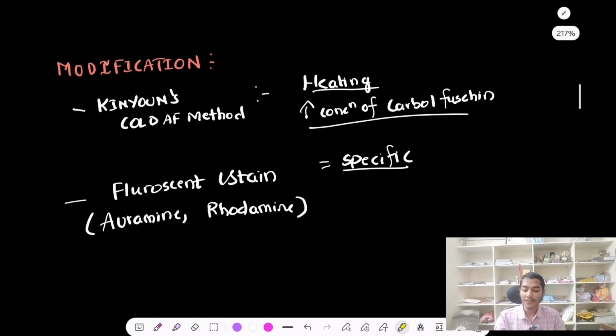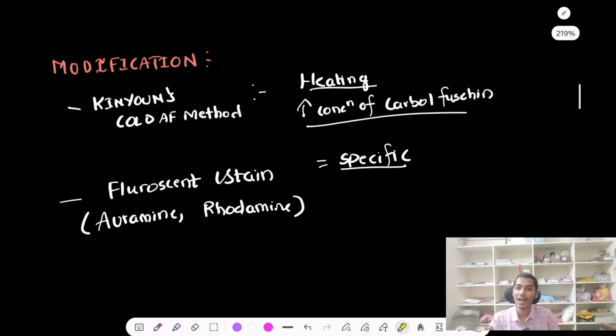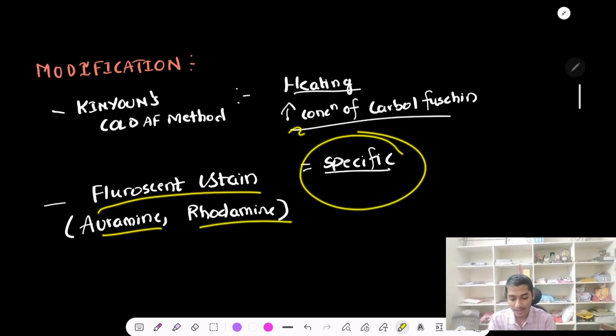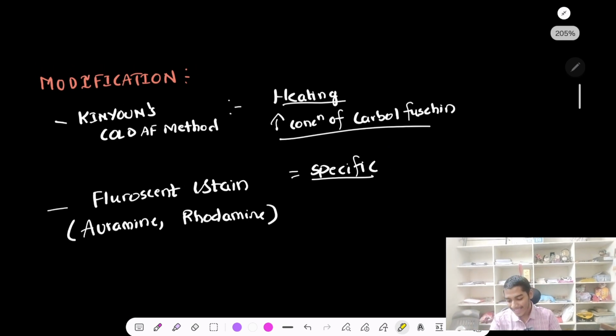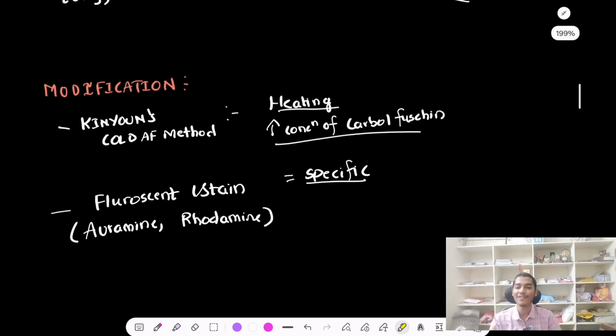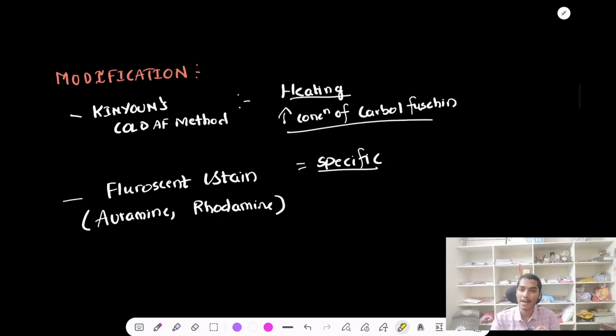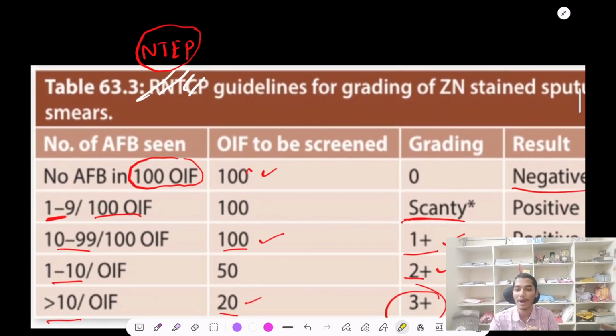So what are the modifications of that? We have Kinyoun's cold acid-fast method, as well as the fluorescent stains, that is auramine and rhodamine, which are more specific for Mycobacterium tuberculosis than the ZN stain. You will learn these things by heart for the microbiology practicals. I am very sure about that.